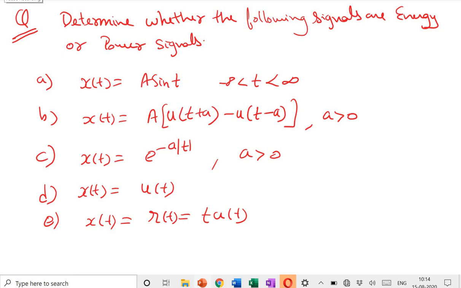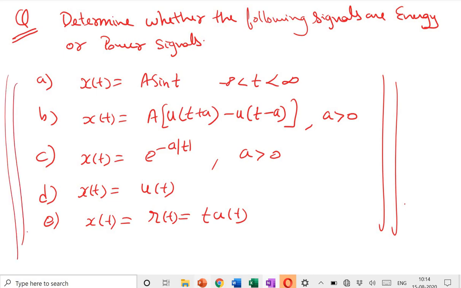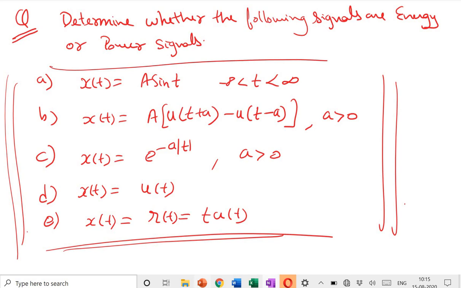Okay, so based on the above concept of energy and power signal, try to attempt this question where you need to determine whether the following given signals are energy or power signals. Try to attempt these 5 questions in which you have to find out the energy and power of all the individual signals. That will help you determine whether the signal is an energy signal or a power signal. So please attempt these 5 questions.